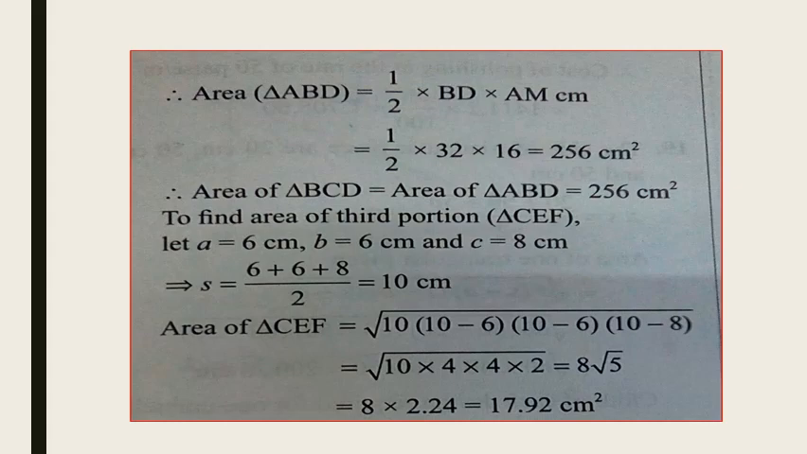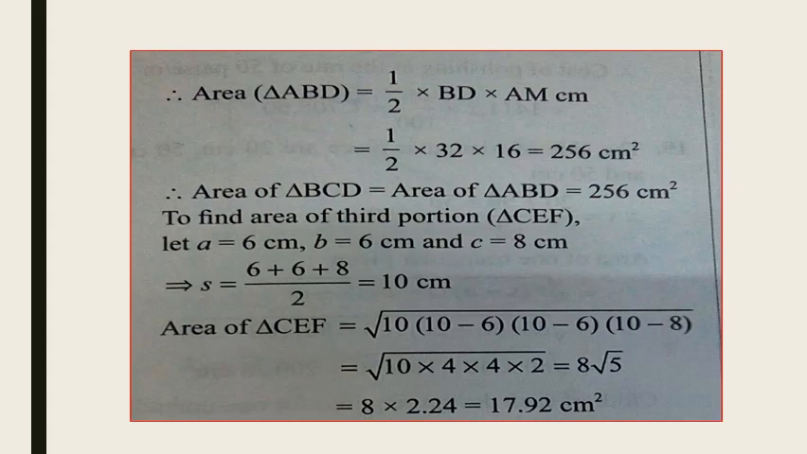We know that the diagonal of a square divides the square into two triangles of equal areas. So area of BCD is equal to area of ABD, that is equal to 256 centimeters square. That is the part 1, portion 1 of the kite is equal to 256 centimeters square. Then the second portion also 256 centimeters square. Now we need to find the third portion, that is area of triangle CEF.